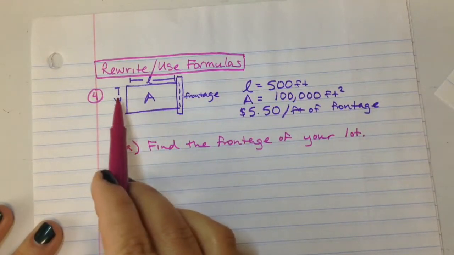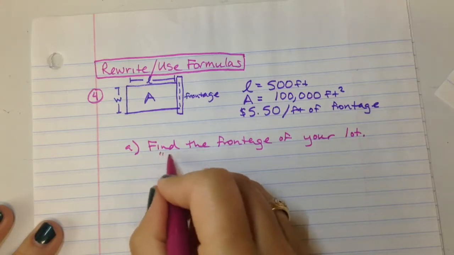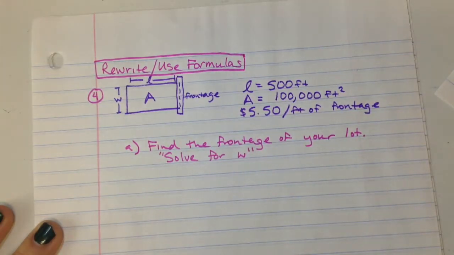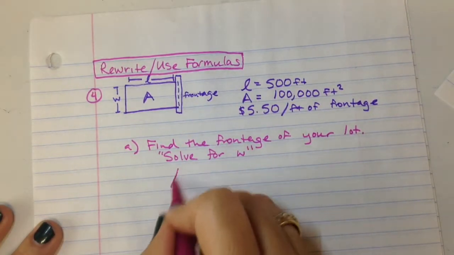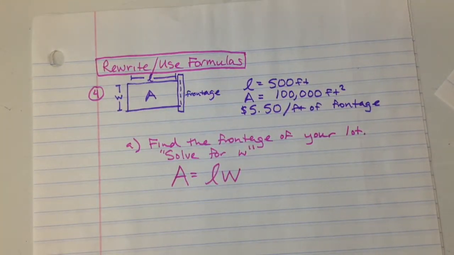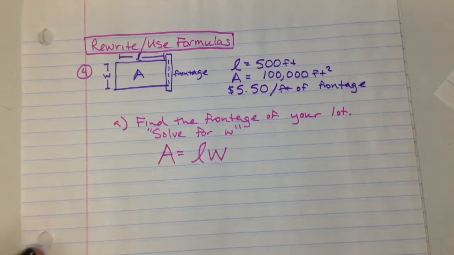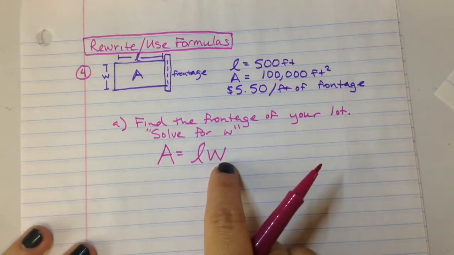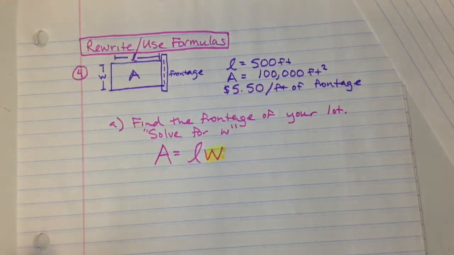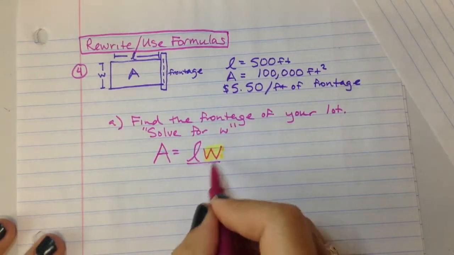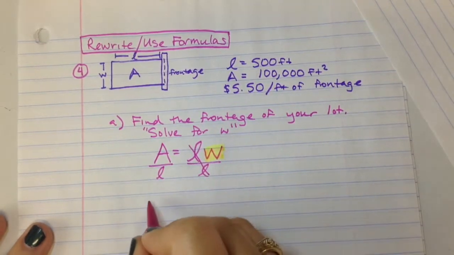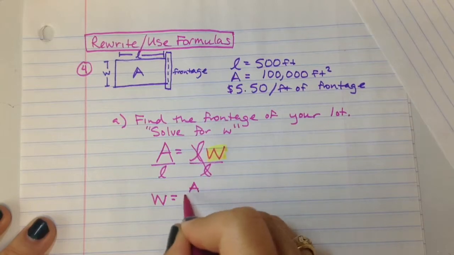Well, you need to know what your width is. So really, you want to solve for W. The equation for area is area equals length times width. So we want to get the width, or the W, by itself so we can figure out our frontage. L and W are smushed next to each other right now, and we want to isolate the W. So to undo multiplication, I use division. Therefore, I get that my width is going to be equal to my area divided by the length.